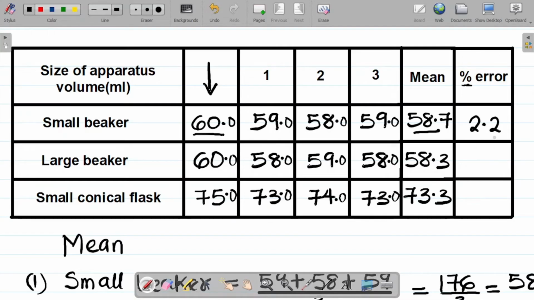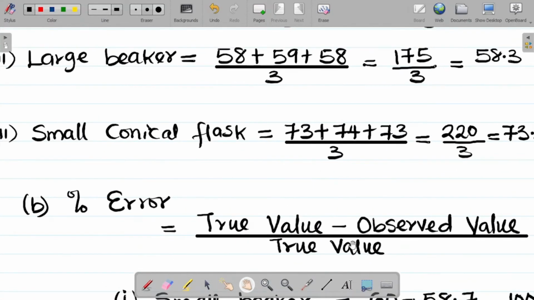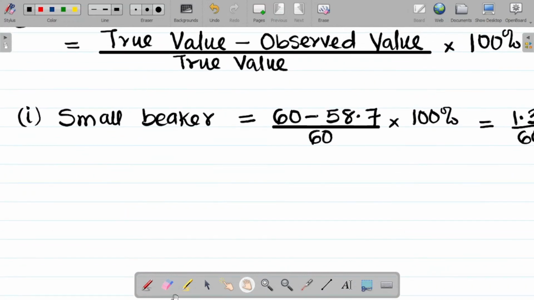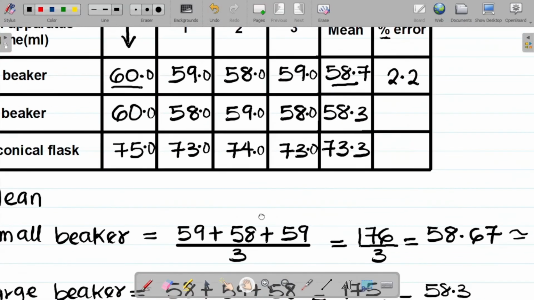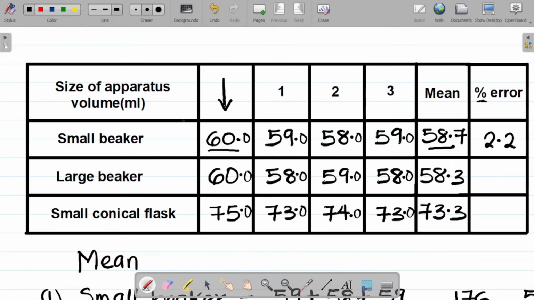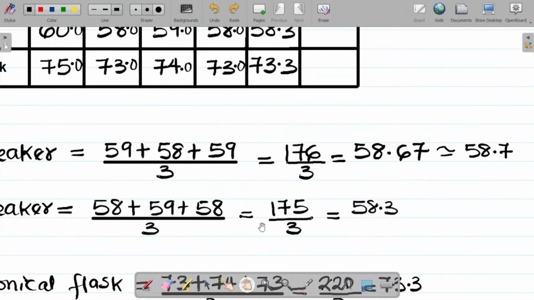Okay, so let's get the percentage error for the large beaker, and of course, since it's also in one decimal place. So example number 2, let's get it for the large beaker. Let's get the true value. We said the true value is the value in this column, the column for the true value. For the large beaker, we also have 60 as the true value. So the true value becomes 60.